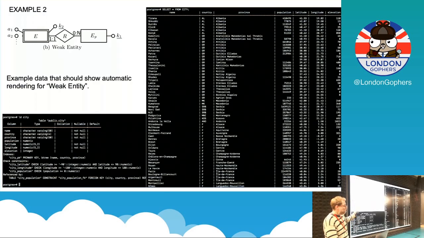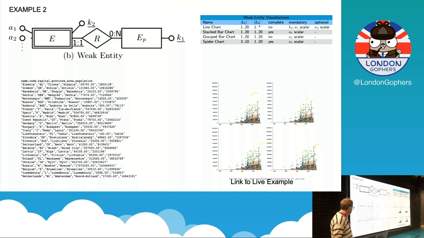The second example, again, I showed it a bit earlier, is the weak entity relationship. That's with the line charts when you've got compound keys. And you could produce other kinds of visualizations with this. I'm starting to move a bit faster because I think I'm running out of time.